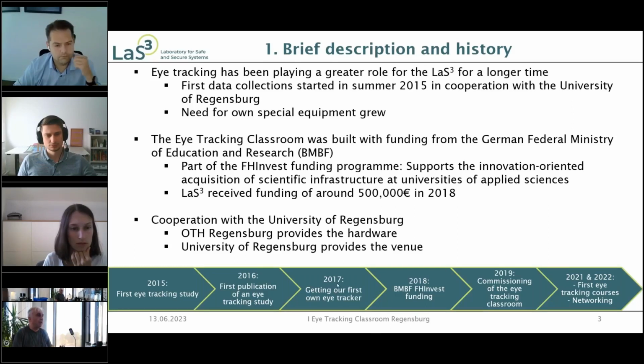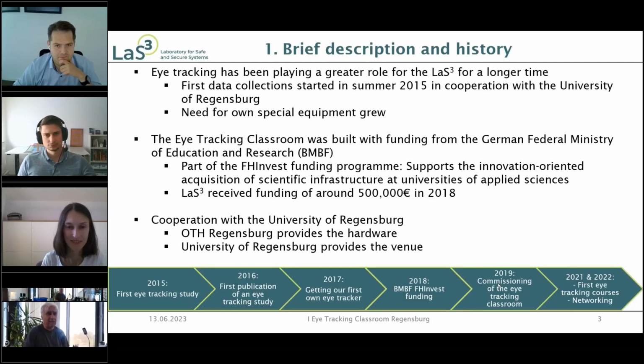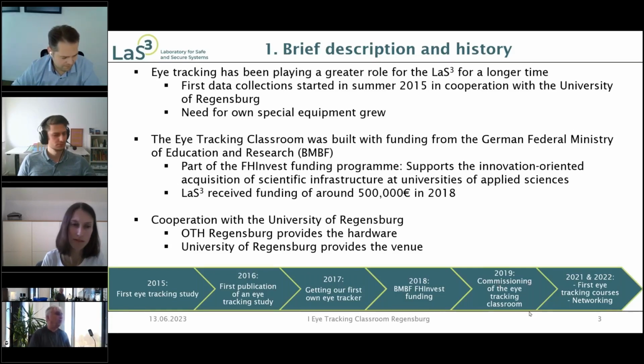Then we got our first own eye tracker. We had the FH Invest program with funding. We got the money. We established an eye tracking classroom. We show you the room. It could be a better room, because our recommendation is to have a room with less daily light. We have a room which is upstairs in a building and which has a lot of windows, and therefore eye tracking research is not so easy because of the distribution of daily light.